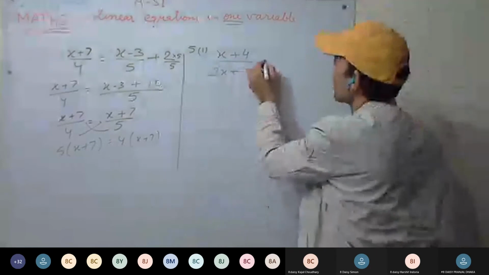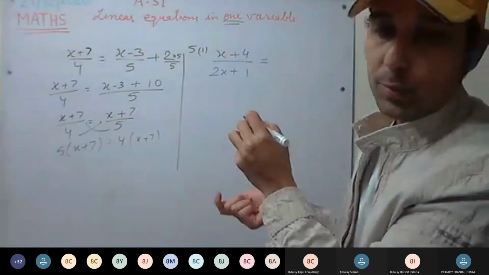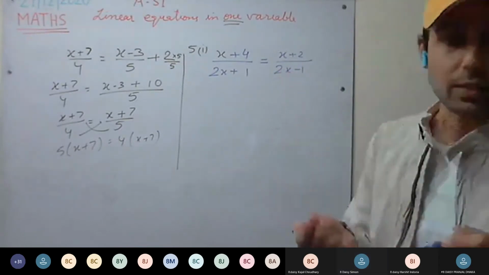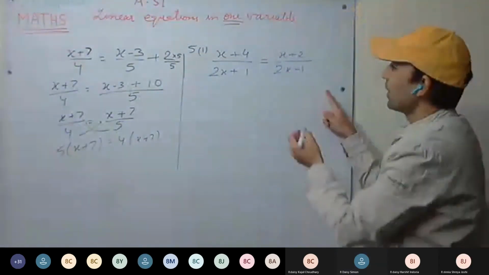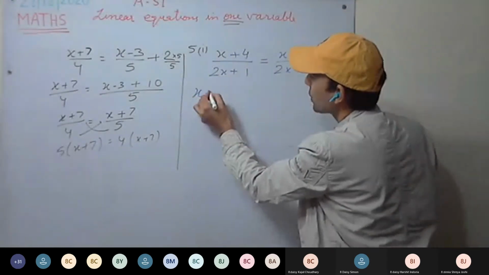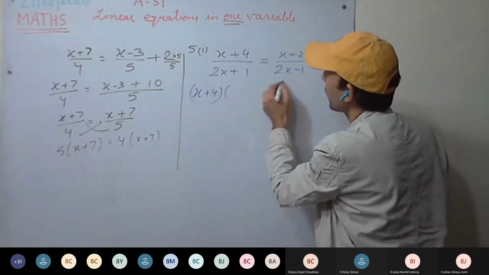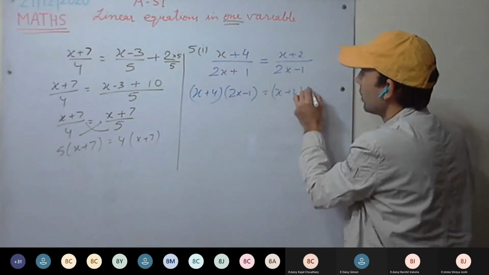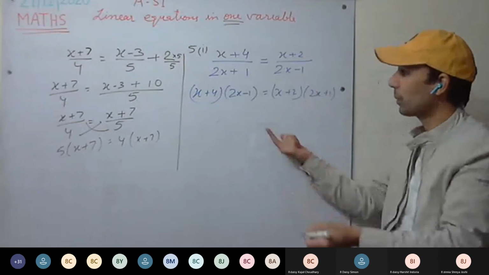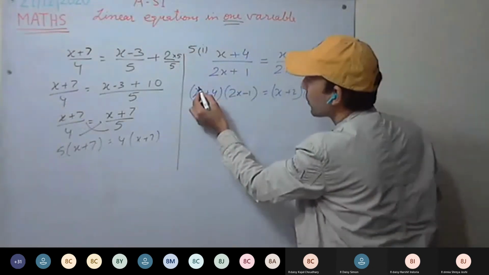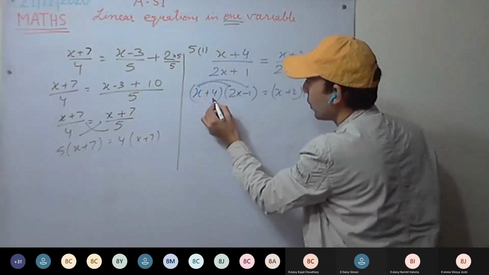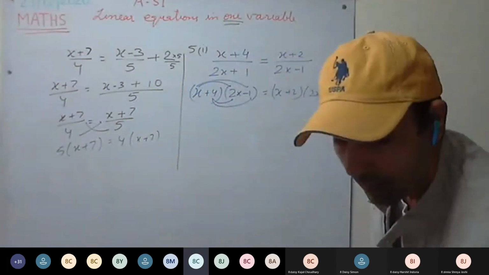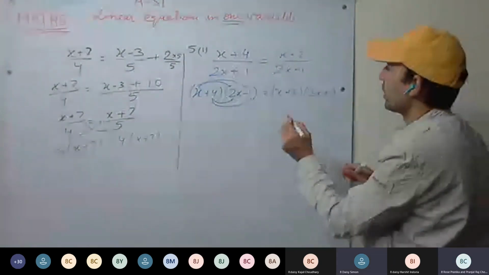2x plus 1 equal to x plus 2. Sir, here also we will do cross multiply. Yes, cross multiply only. See here, cross multiply them. X plus 4 into x plus 2, 2x plus 1. Multiply them. So x with this one, 4 with this one. Okay, 2x square plus 7x minus 4. Similarly, we will do this side.